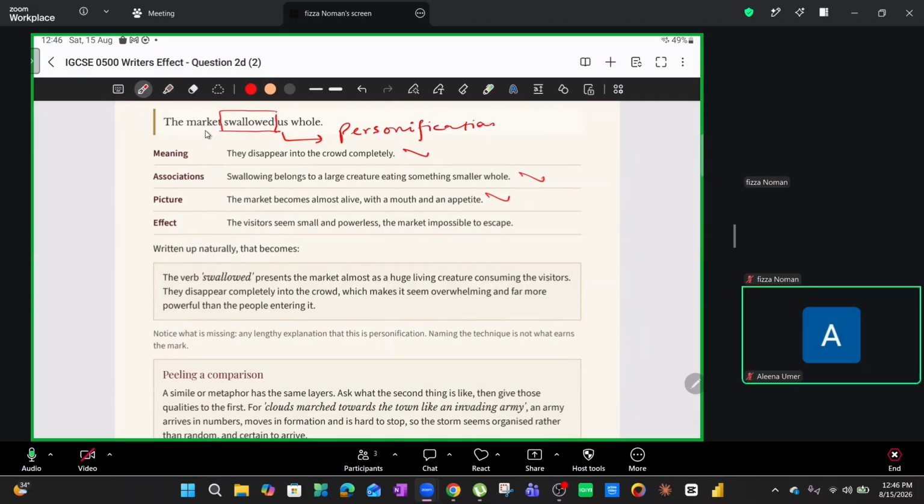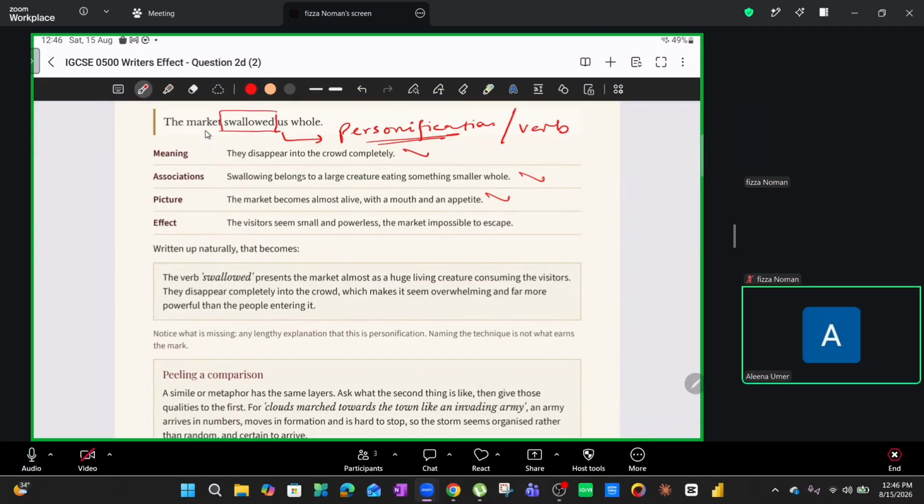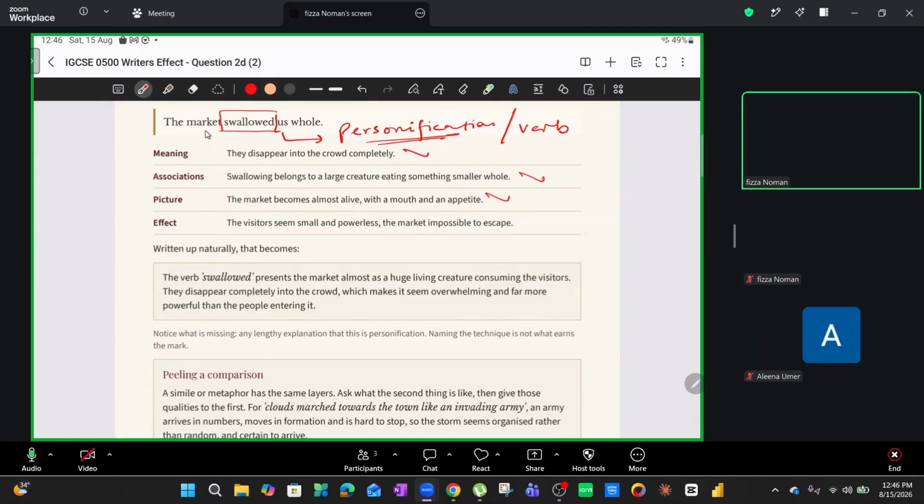Yes. So you can either talk about it in terms of personification or you can talk about it in terms of a verb as well. Make sense? You can identify either language technique and then explain it properly that way. Make sense, beta? Yes. So you could say the verb swallowed, you could say the use of personification swallowed, and so on. Make sense?